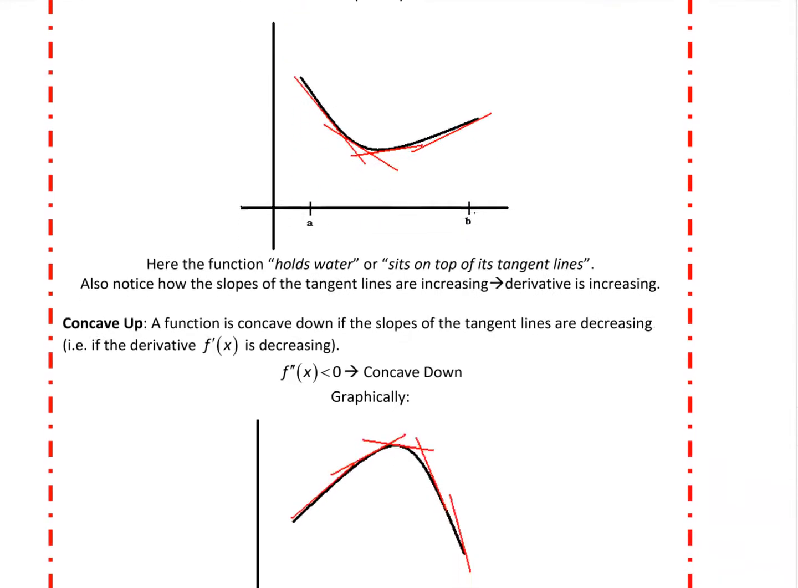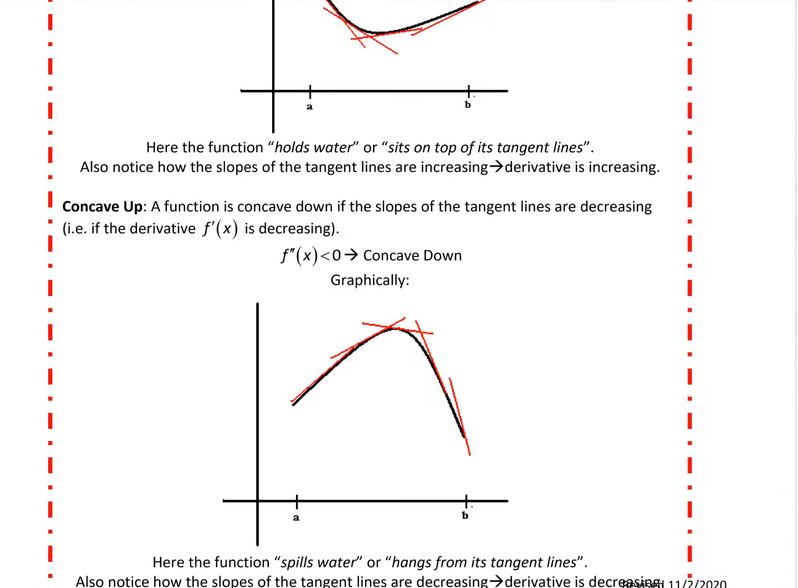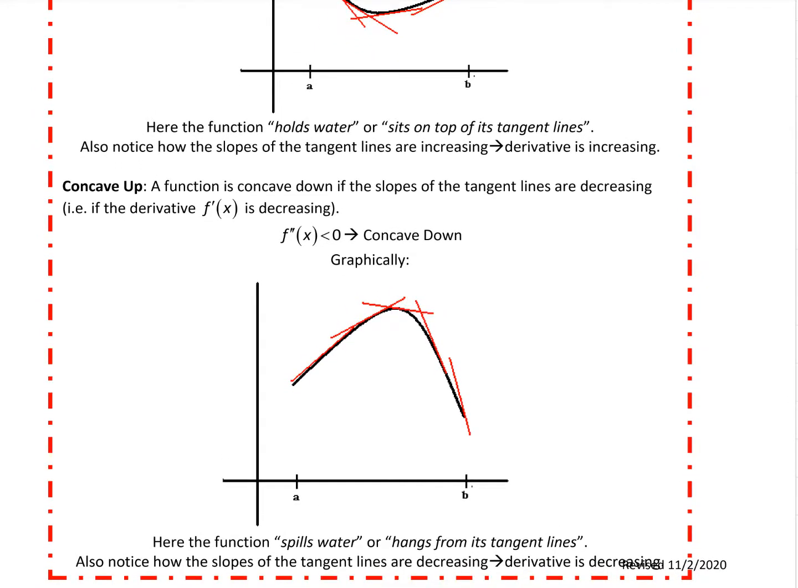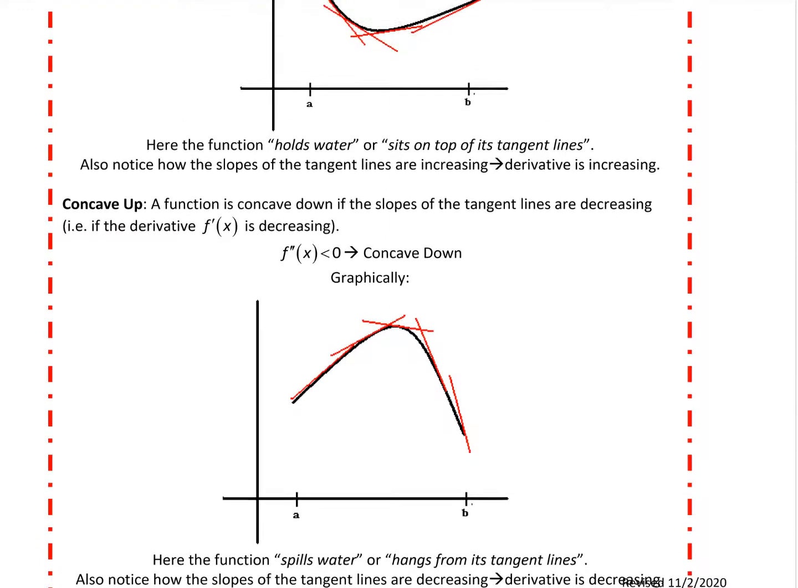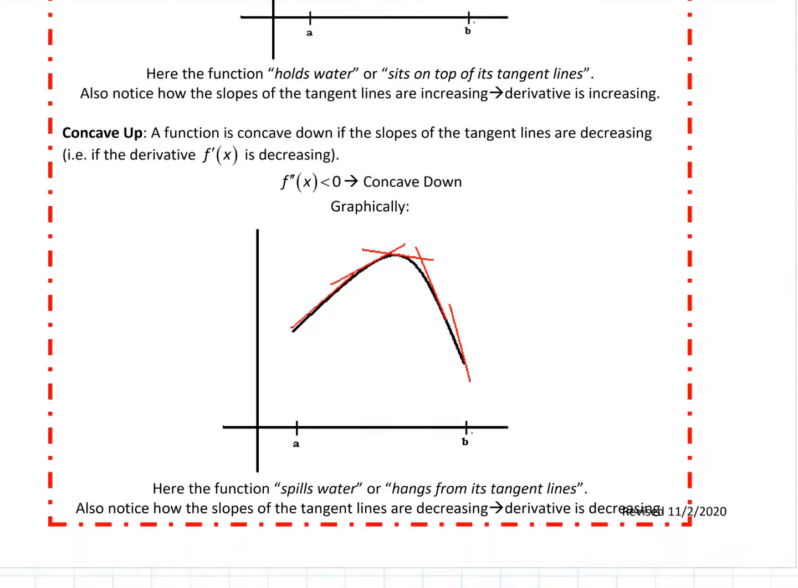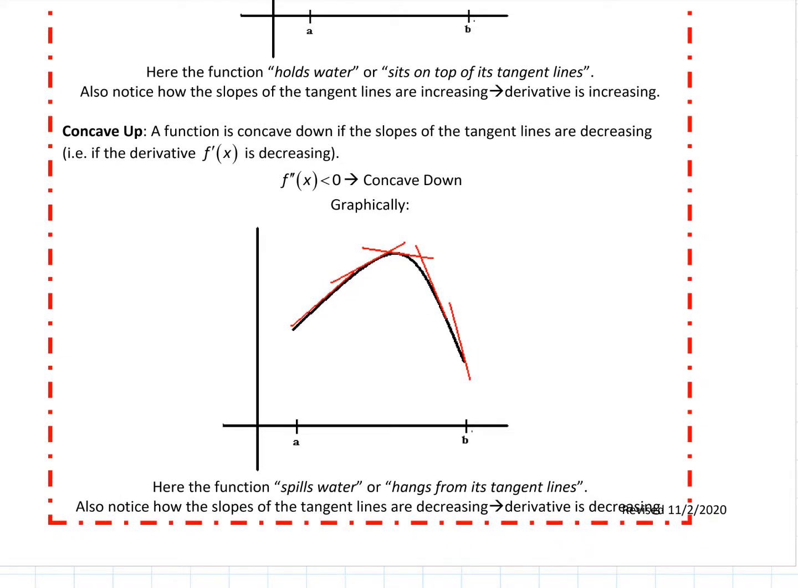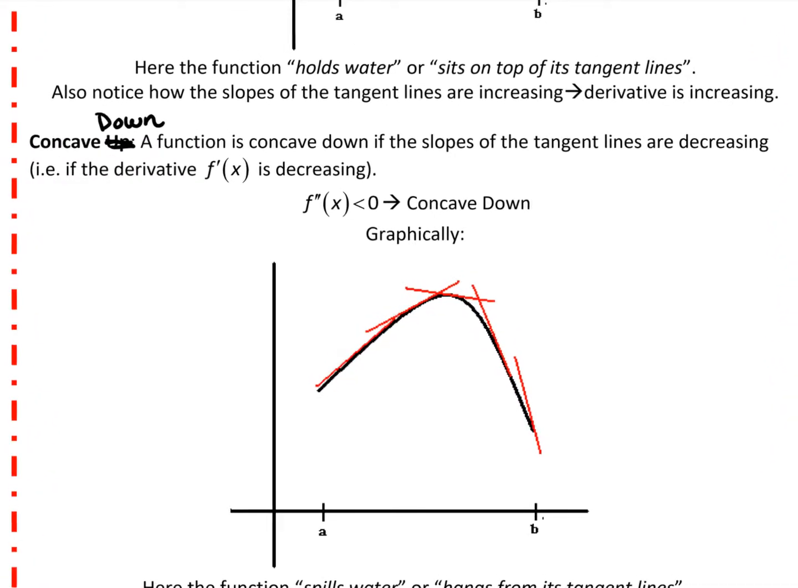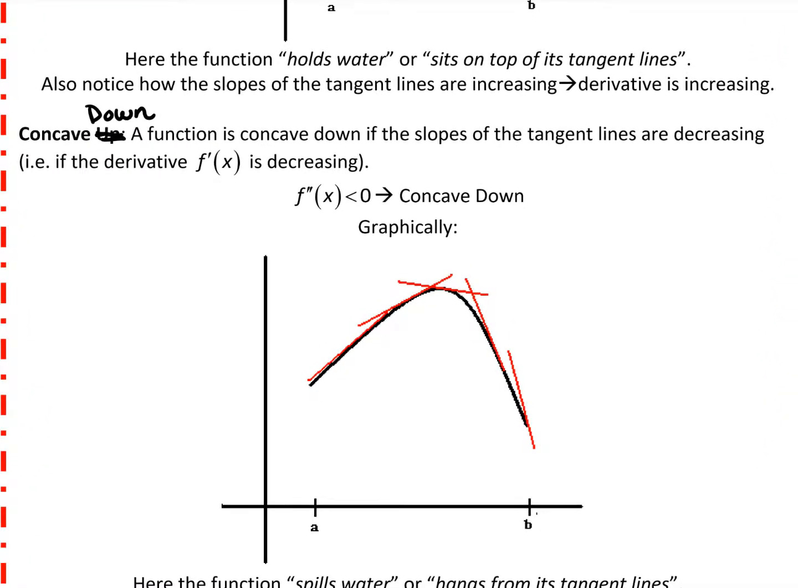Okay, let's take a look at concave down. We say that a function is concave down if the slopes of the tangent lines are decreasing.